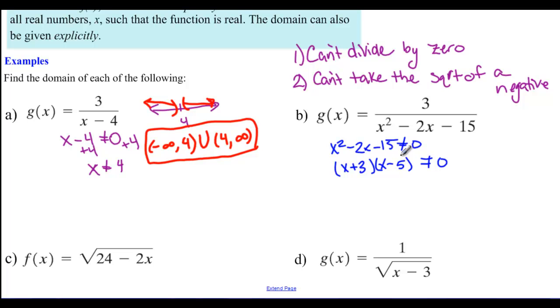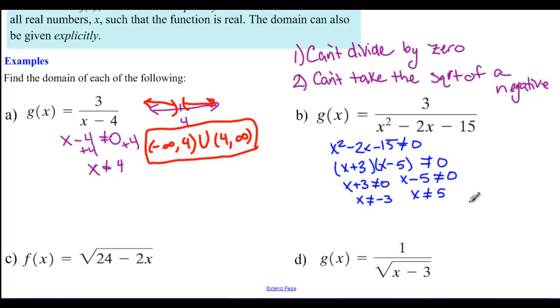So positive 3 and a negative 5 are going to multiply to a negative 15, and they're also going to add to this negative 2. So we're going to take each of these and say, okay, well then that means that x plus 3 can't be 0, and that x minus 5 can't be 0. So that means that x cannot be a negative 3, and x cannot be a positive 5.